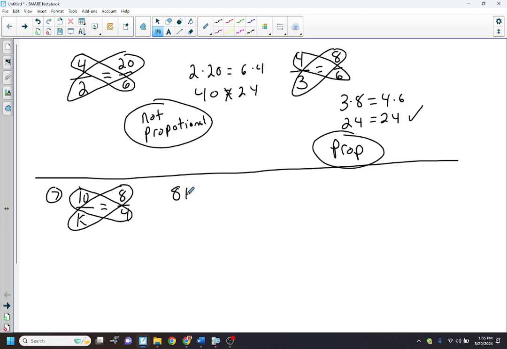So it's going to be 8 times K equals 10 times 4. 8K equals 40. For these ones, they are equal, so you could find K. Divided by 8, divided by 8. K in this situation equals 5.